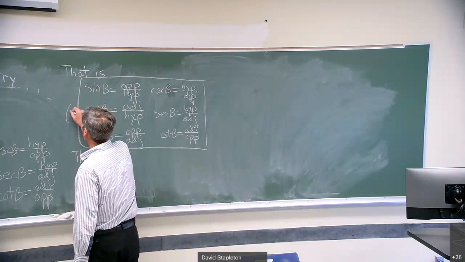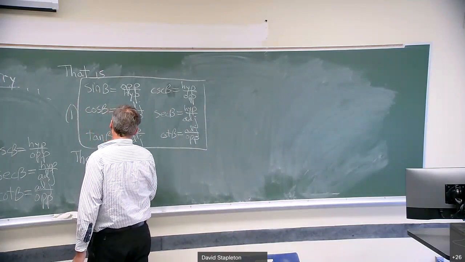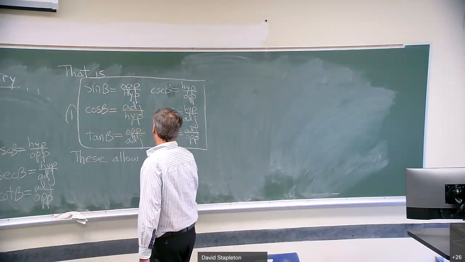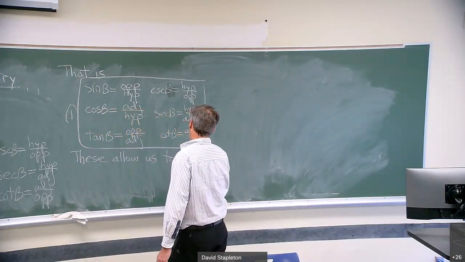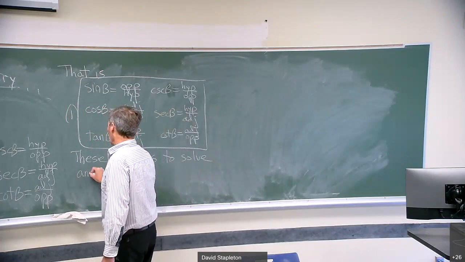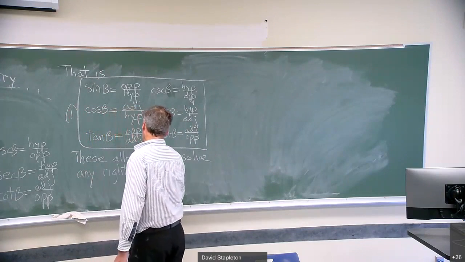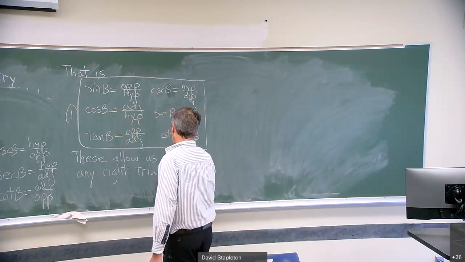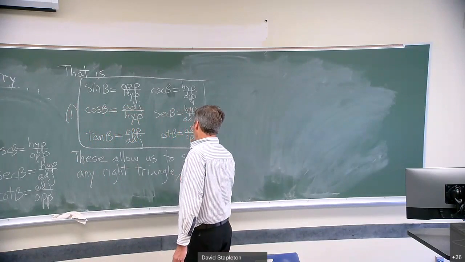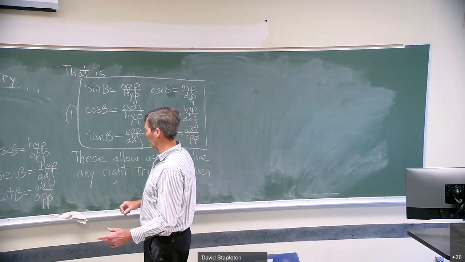These, let's call them equation 1, allow us to solve, meaning find all angles and sides, any right triangle given any 2 pieces of information other than just angle.